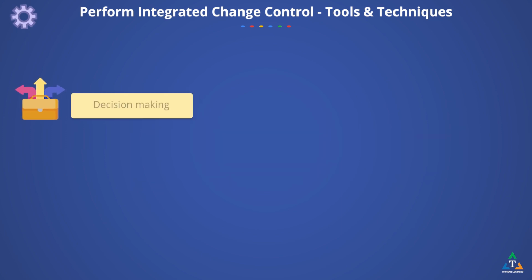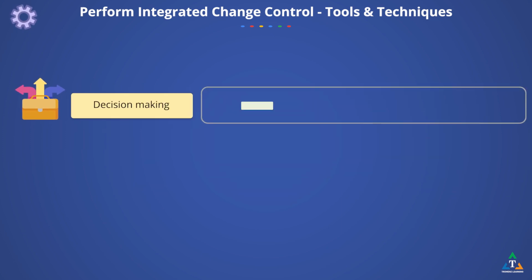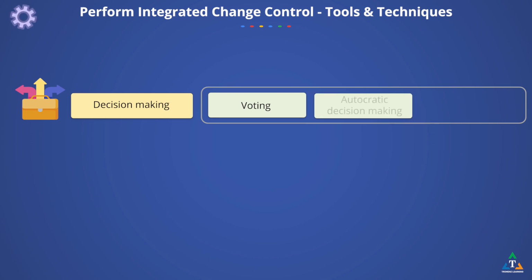Decision-making techniques that can be used for this process include voting, which can take the form of unanimity, majority, or plurality, to decide on whether to accept, defer, or reject a change request. In autocratic decision-making techniques, one individual takes the responsibility for making the decision for the entire group.